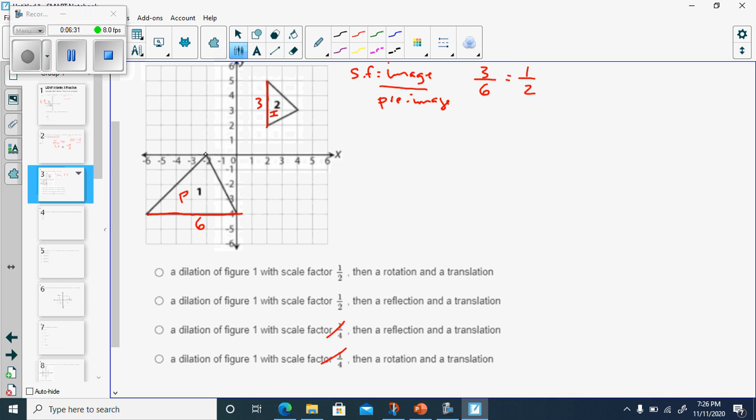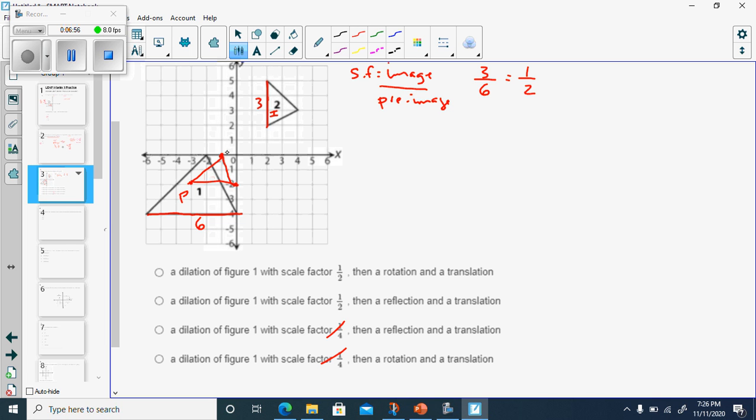This is at -2, 0, so that would be -1, 0. This is at 0, -4, so that would be 0, -2. This point is at -6, -4. Half of that would be -3, -2. Okay, so if I have dilated it by a scale factor of 1/2, it looks like this.